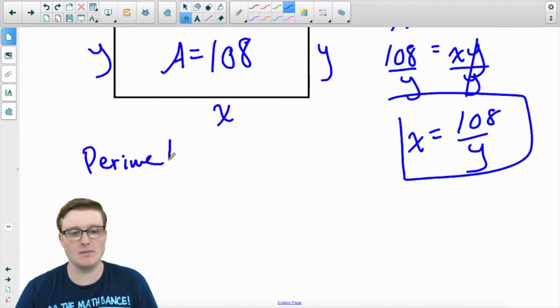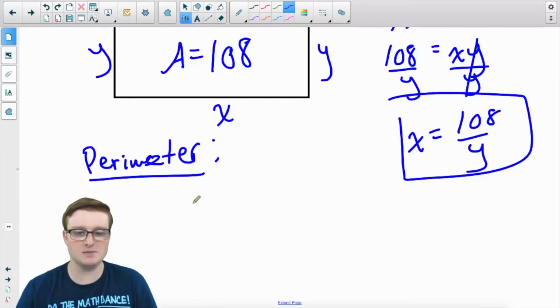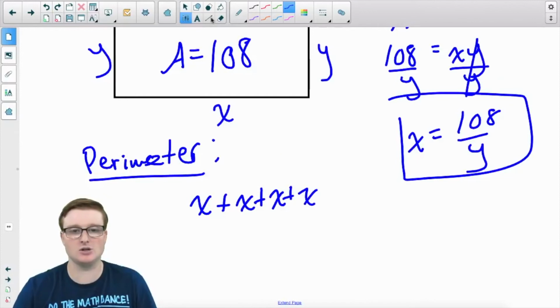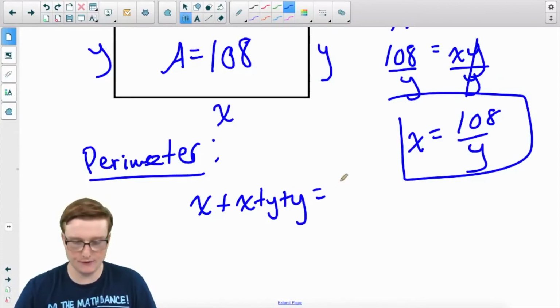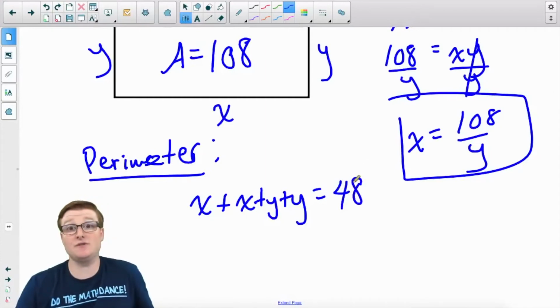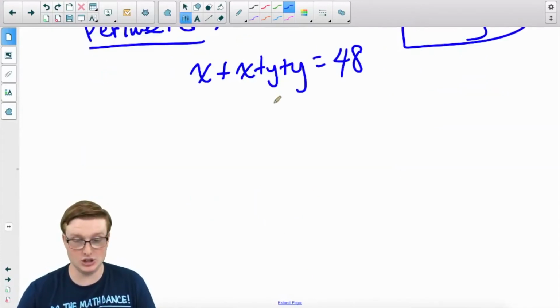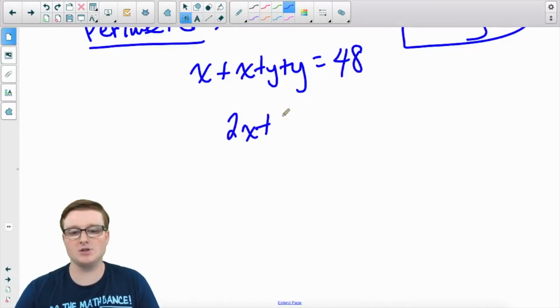Perimeter, remember what I said. Perimeter is the addition of all of your sides. So this perimeter is just X plus X plus Y plus Y is equal to 48, because there's 48 meters of fencing to use. Now, X plus X is 2X, Y plus Y is 2Y, is equal to 48.